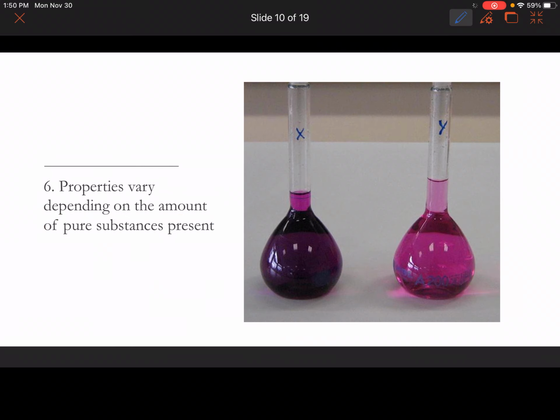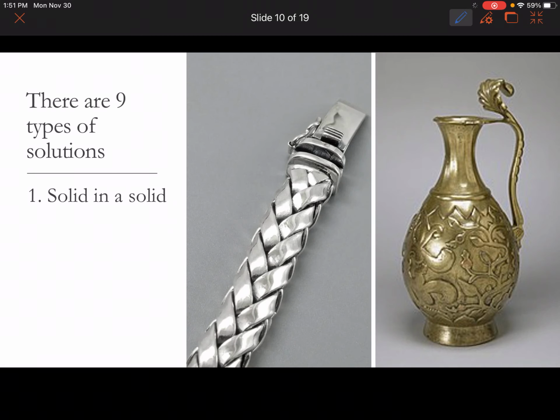For the next one, number 6, properties vary depending on the amount of pure substances present. So this is potassium permanganate, I believe. Two solutions, it's the same chemical, but we've got different concentrations, and we can see that by the different colors, right? X has a bigger concentration than Y here, and we know that because of the vibrancy of the color. So these would have different properties because they've both got different amounts of water and the chemical. And because it's got different amounts, the properties will vary depending on how much stuff is in there.